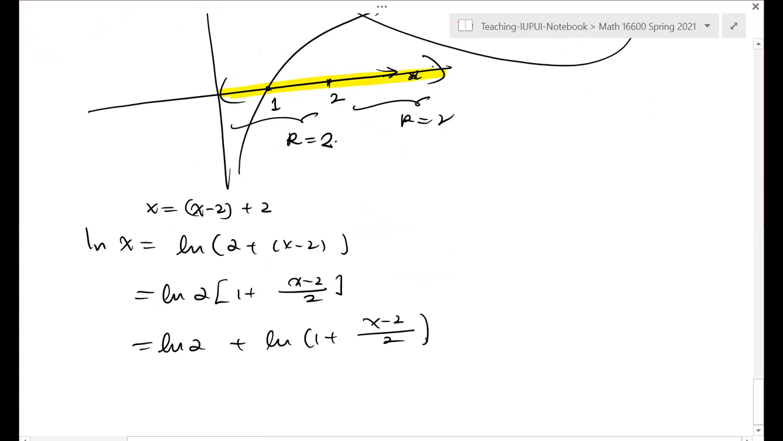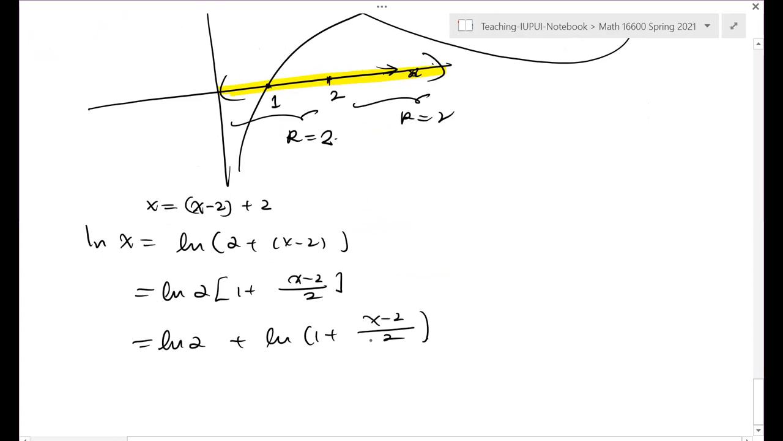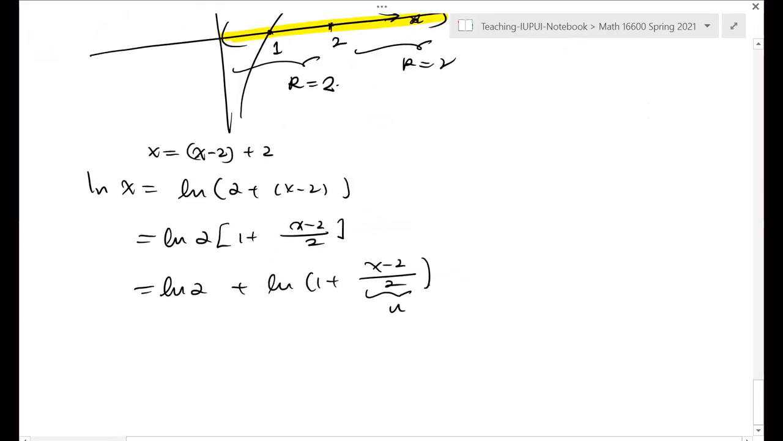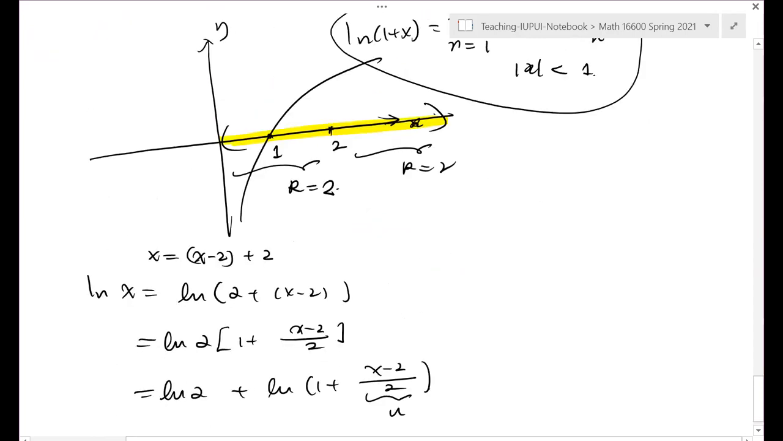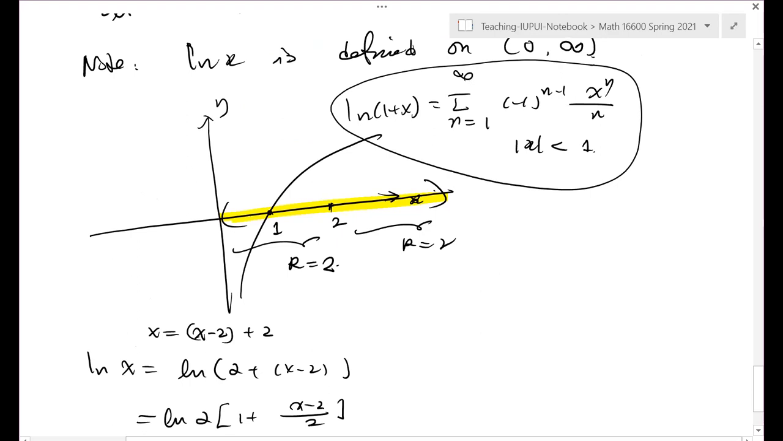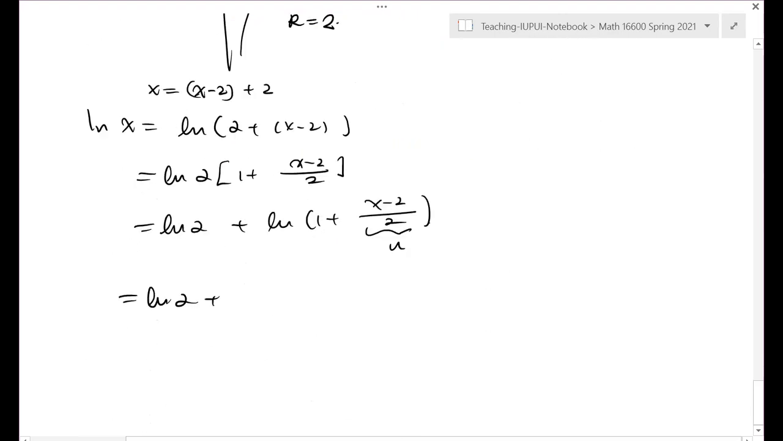Okay, so now this part we call the u. It's just natural log of 1 plus u, with u close to 0 and x close to 2. So what is my formula? Here's the formula: the sum from n equals 1 of (-1) to the n minus 1, over n, times u to the nth power, where absolute u should be less than 1.